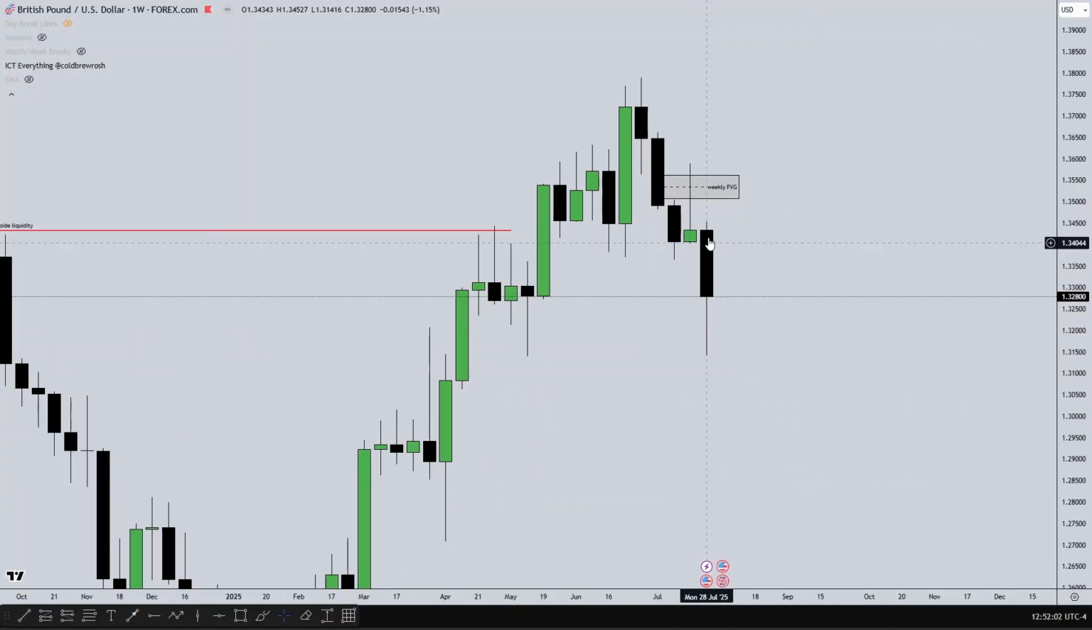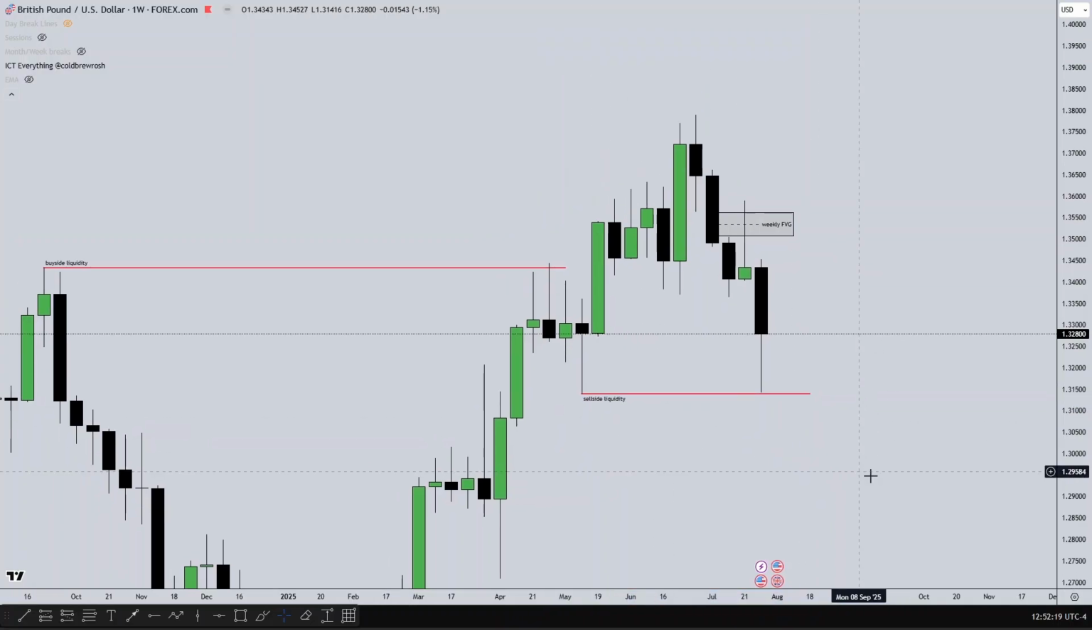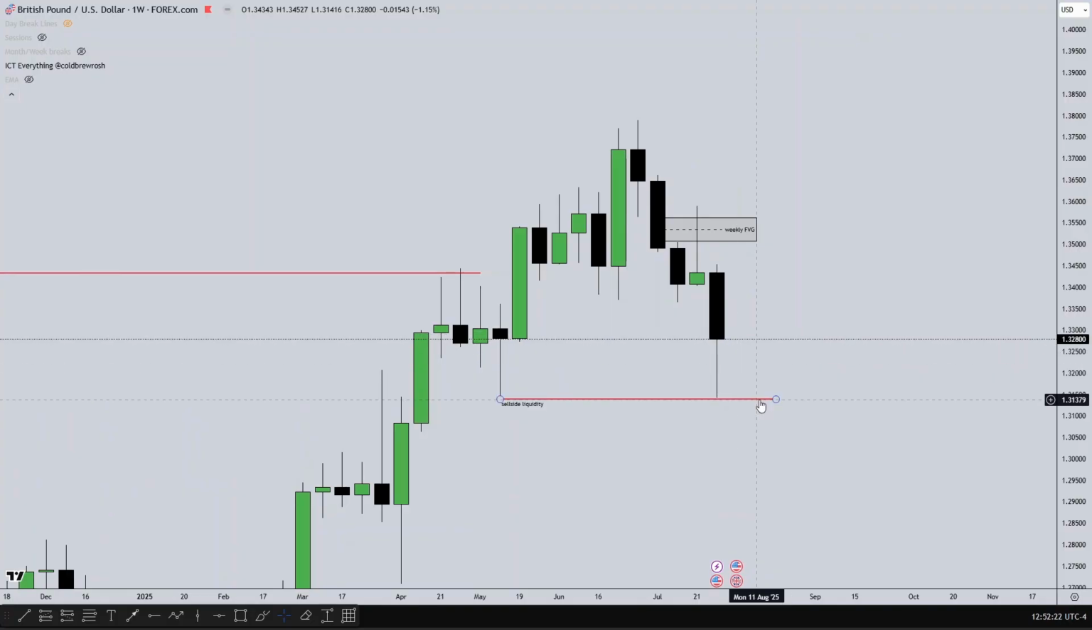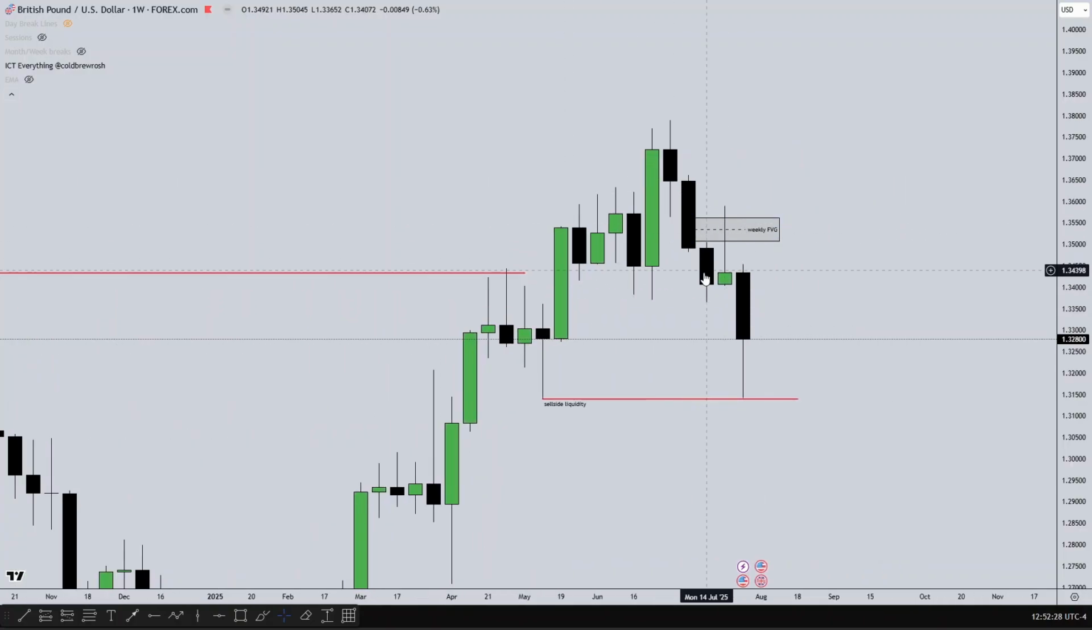Going into next week, I'm still anticipating more lower prices to run out this sell side liquidity, which is currently like an equal low now. The previous week low will be my target, anticipating price to run out the previous week low. I'm currently anticipating a down close candle because the narrative is that price took out the buy side liquidity, made a weekly internal shift in structure, and I'm anticipating lower prices because last week engulfed the previous candle. There's a chance of price trading lower from this weekly fair value gap, going for this sell side liquidity.